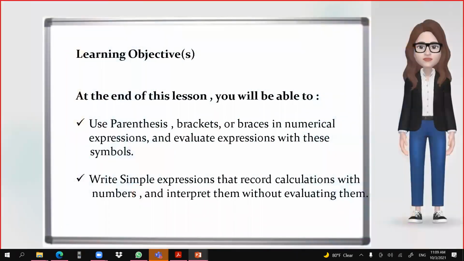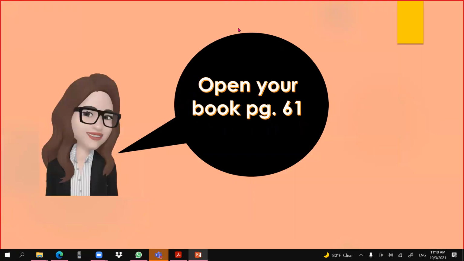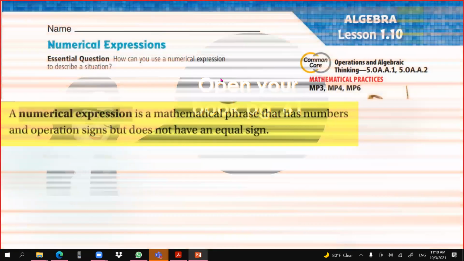At the end of this lesson, you will be able to use parentheses, brackets, or braces in numerical expressions and evaluate expressions with these symbols, and write simple expressions that record calculations with numbers and interpret them without evaluating them.